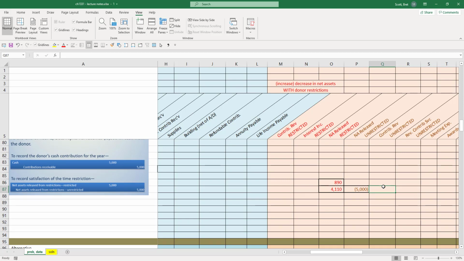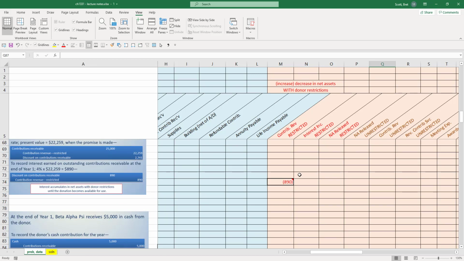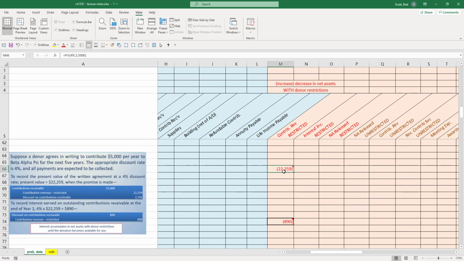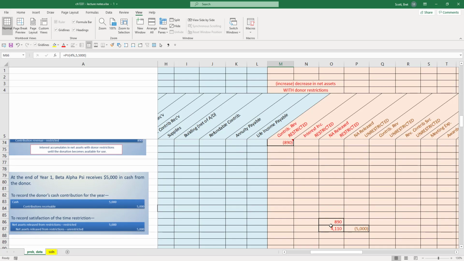But no, what did they do? They said, we promise to give you $5,000 a year from now. And we say, that's great. We record that at its present value, or a portion of that at its present value. We recognize an interest component, and a year later when they give us $5,000, we say, thanks for the $5,000. Really, you're giving us $4,110, and $890 in interest. You might as well give it as cash from the get-go. But this is how people donate money. So I'm just showing you how it's done.